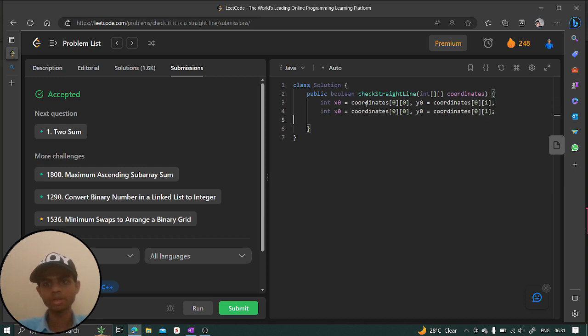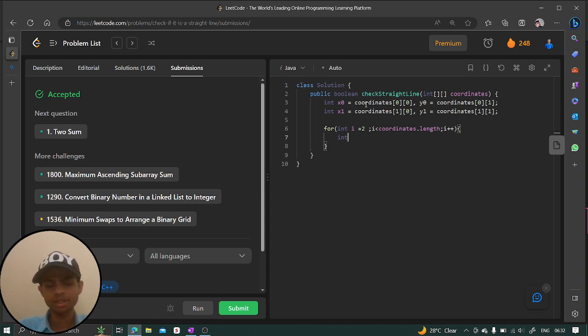We are going to copy this and paste it over here. We say y1, which is going to be 1 of 1, and x1, which is going to be 1 of 0. Once we store these two coordinates, we are going to traverse over the rest of the loop: int i is equal to 2, i less than coordinates.length, i plus plus.